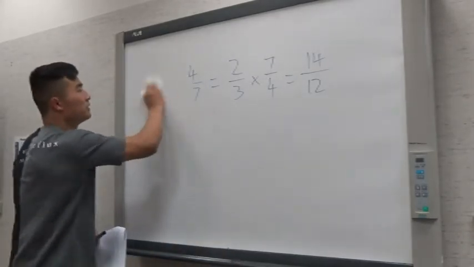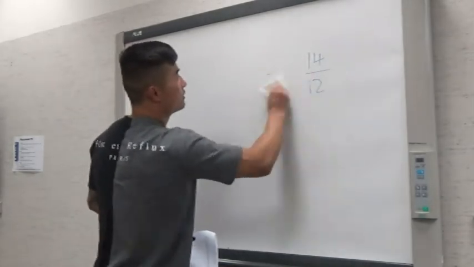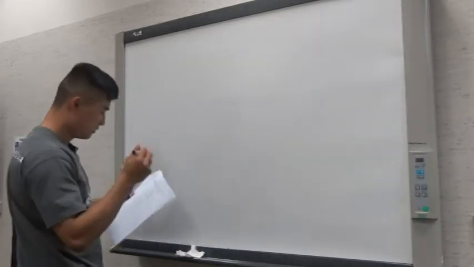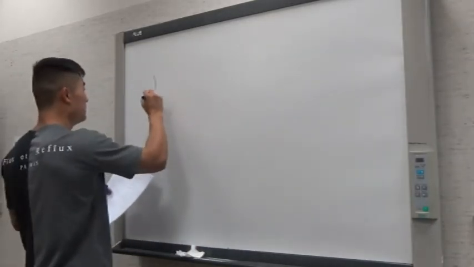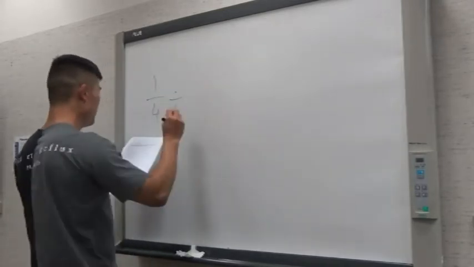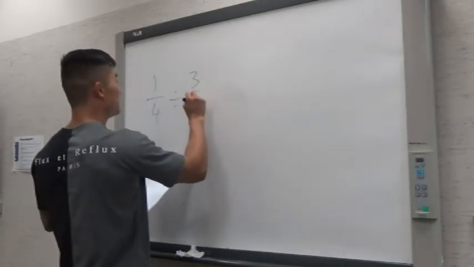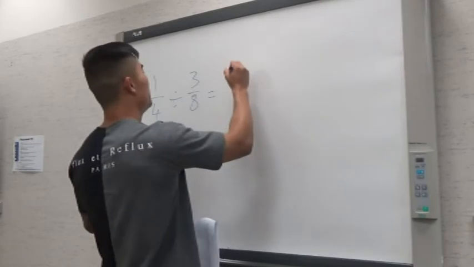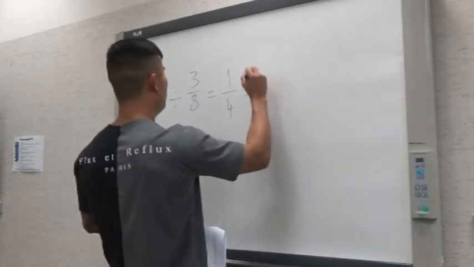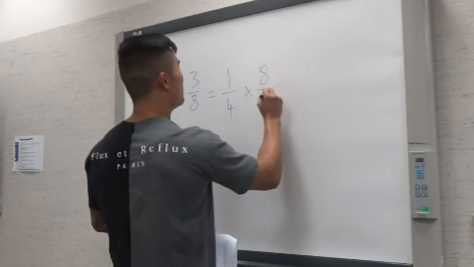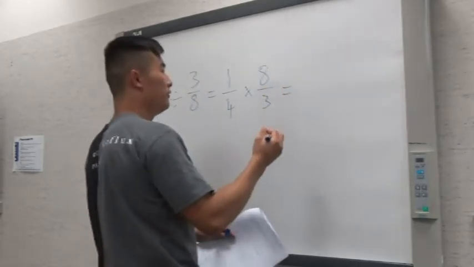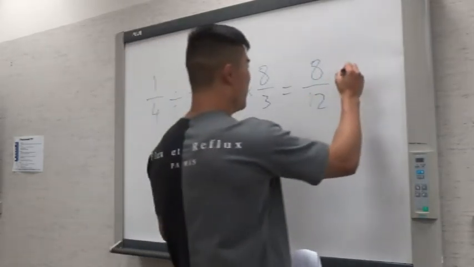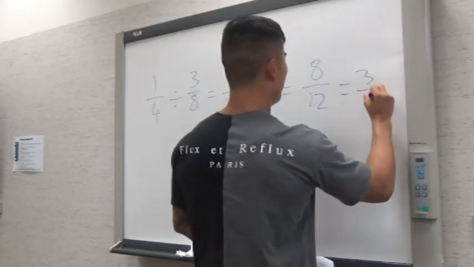So we'll do one more. One quarter divided by 3 over 8. So remember, we're going to flip one of the fractions and then multiply it. So 1 over 4 times 8 over 3. Multiply the two fractions together. So 8 over 12, and that simplifies to 3 over 4.